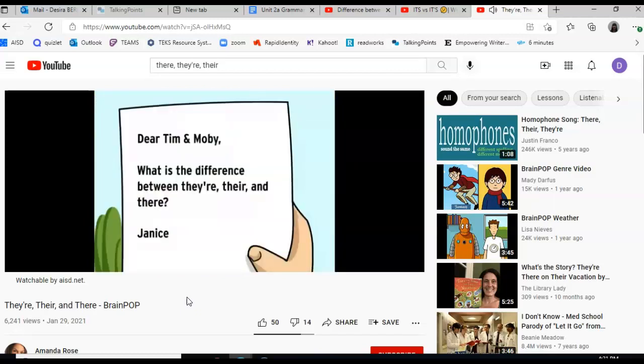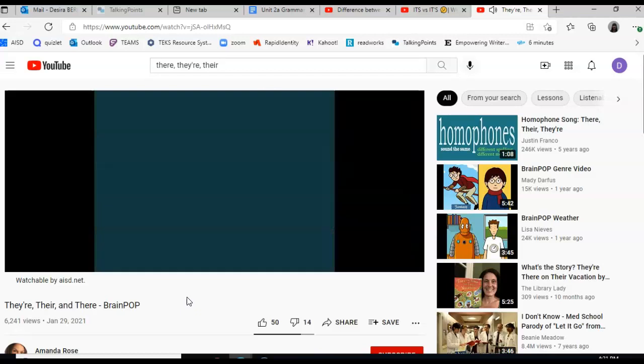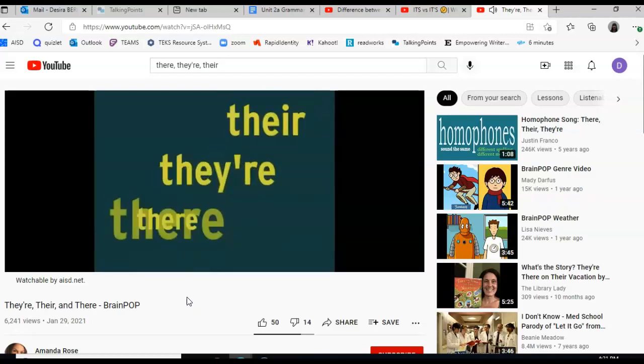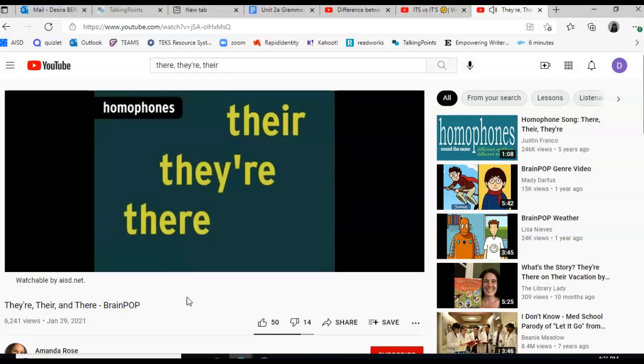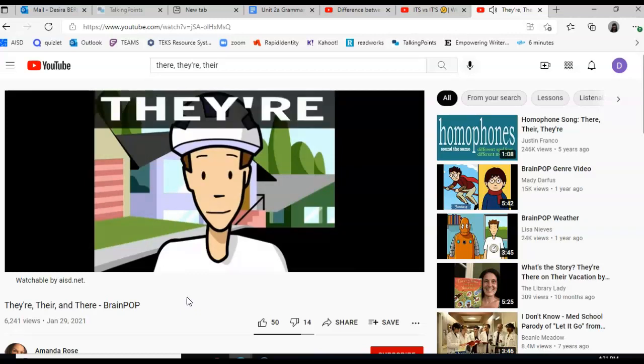Dear Tim and Moby, what is the difference between there, their, and they're? From Janice. Well, it's 3 different words. Words that are spelled differently and have different meanings, but are pronounced exactly alike, are called homophones. Knowing when to use homophones like there, their, and they're can be confusing because, let's face it, they all sound the same. But if you know what you're trying to say, and you know what the words mean, it's not so bad if you're careful. We'll start with they're.